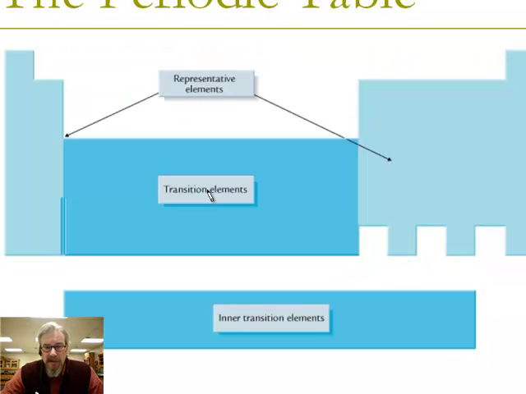Looking at the periodic table, another way that we can divide it is we can think about two zones. The first two columns and the last 6 columns are called the representative elements. These are fairly easy to study.